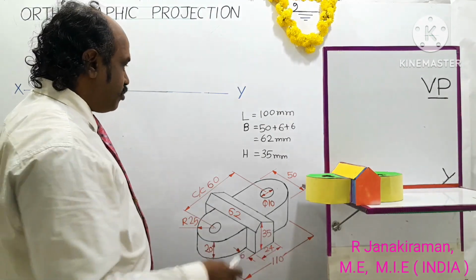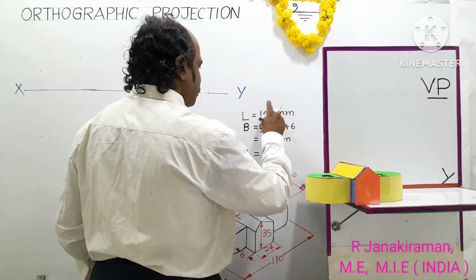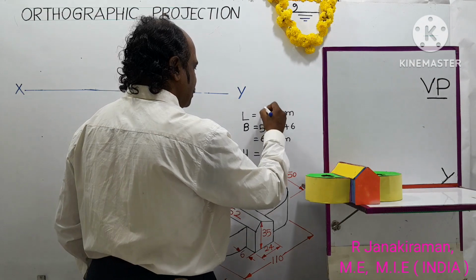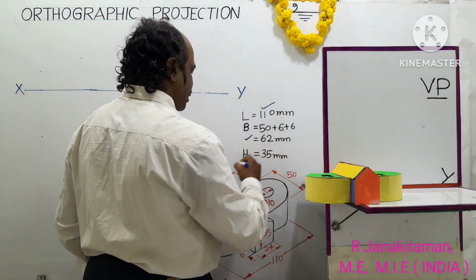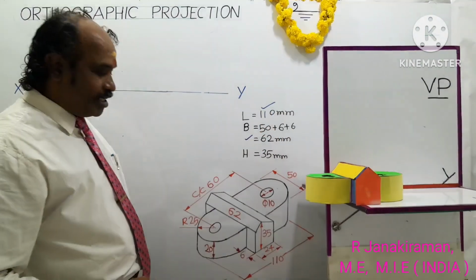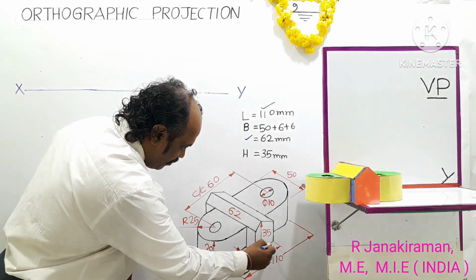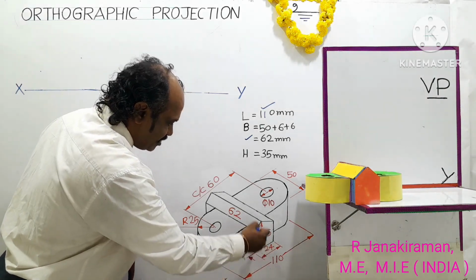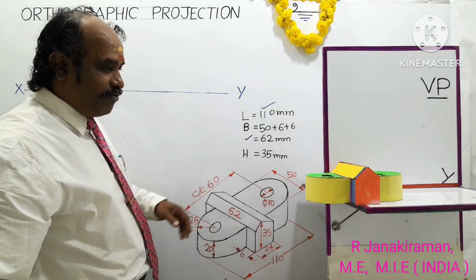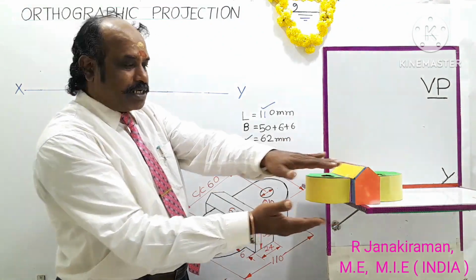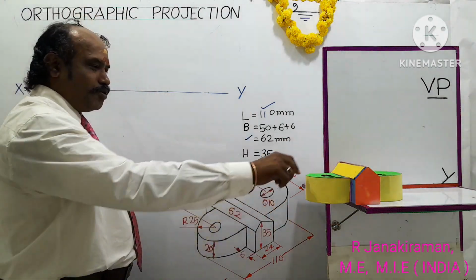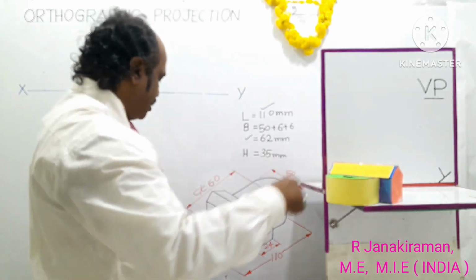And next we have to look at the height of the object. 110 is the linear distance, the length. Breadth and height: the maximum height is given as 32 mm from the base edge of this object. The vertical height is 35 mm. That is, this is the height of the object. And various colors are used for better understanding.